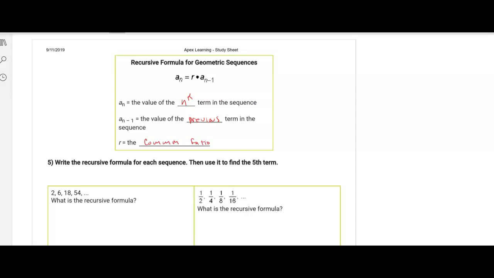Basically, we're going to say a sub 1 equals a number. We state the first term in the sequence, and then we say a sub n equals the previous term multiplied by that common ratio.